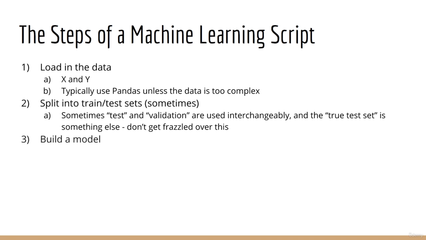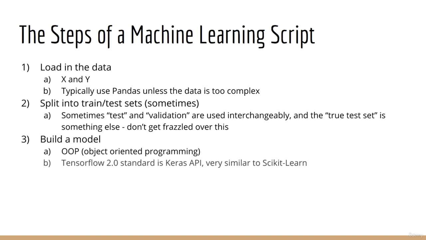Number 3, we build a model. Now in Python, we usually use object-oriented programming, which means our model takes the form of a Python object. This is not always the case, but with TensorFlow 2.0, it will be. Luckily, the interface to a TensorFlow 2.0 object, which uses the Keras API, is very similar to Scikit Learn, so you shouldn't have too much trouble transitioning if you already know how to use Scikit Learn.